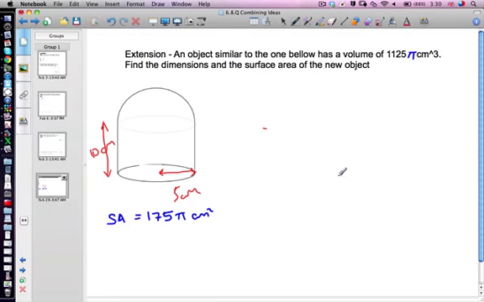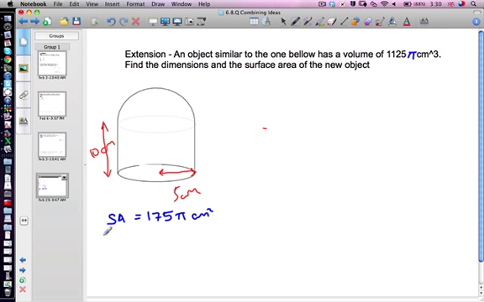Okay, so we've worked out from the previous example the dimensions of this object, and we've got the surface area equals 175 pi centimeters squared. So what we're going to do here is we're given the new bit of information. A similar object has a volume of 1125 pi centimeters cubed. We're going to find the dimensions and the surface area of the new similar object. Okay, so first of all, we don't have any dimensions for this object, we only have its volume.